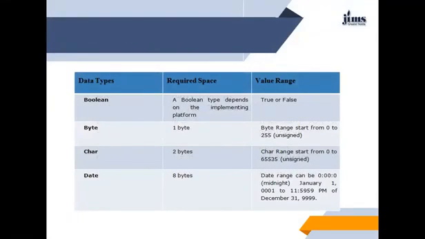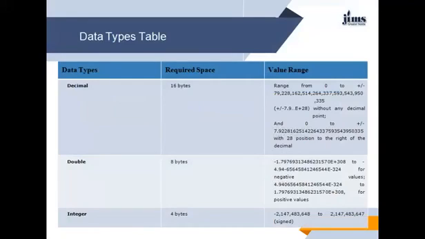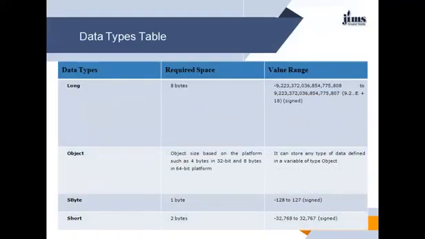There is a table of data types, required space, and value range. All of these are given here. This is the Boolean data type; its value range is True or False. Byte takes 1 byte, with a value range of 0 to 255. Char takes 2 bytes, ranging from 0 to 65535. Date takes 8 bytes. Similarly, Decimal takes 16 bytes. Double takes 8 bytes. Integer also takes 4 bytes. Long, 8 bytes.